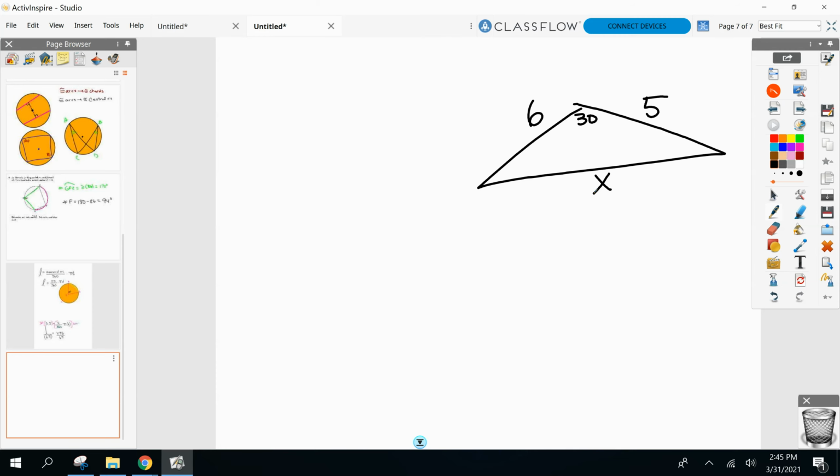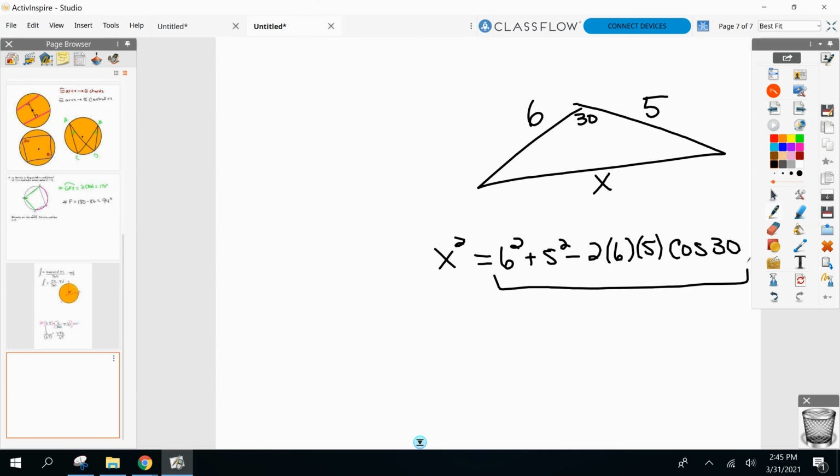So now you always have to start on the left-hand side with the side across from the angle, which in this case would be x squared equals the other 2 sides squared minus 2 times those 2 sides times the cosine of the angle, which would be 30 here. And then you should be able to plug all of this into your calculator at once. But you need 2 sides and the angle in between to use law of cosines.